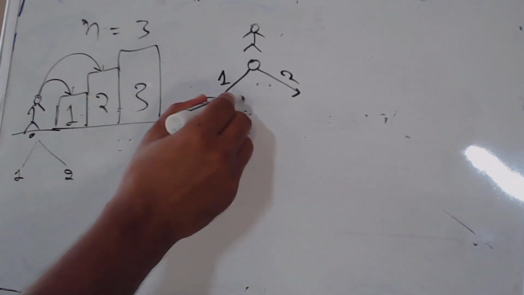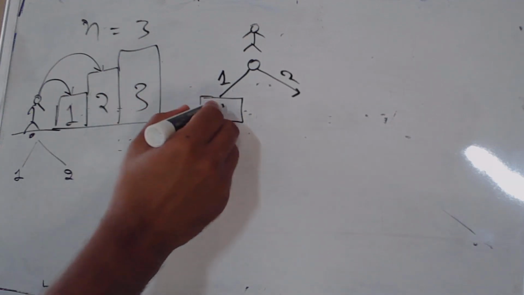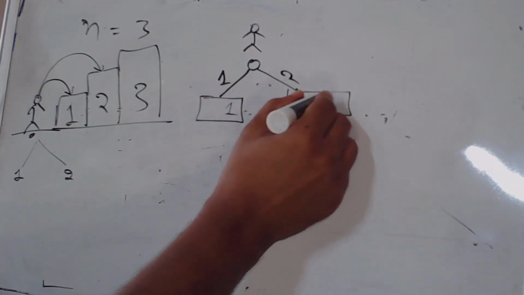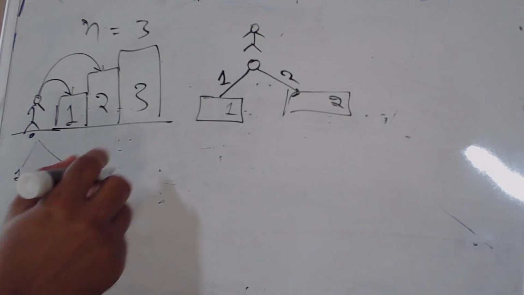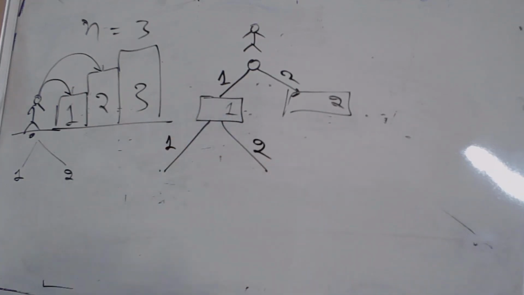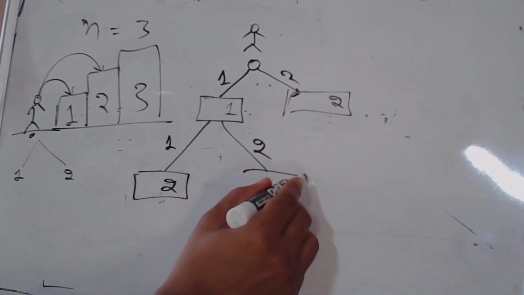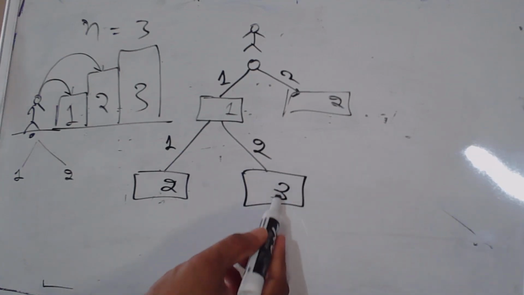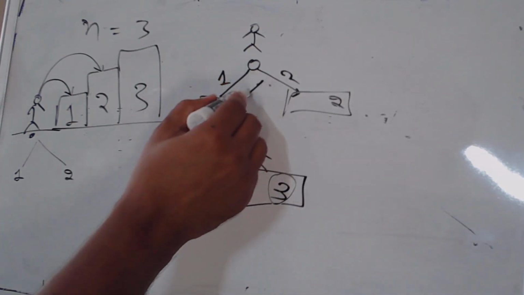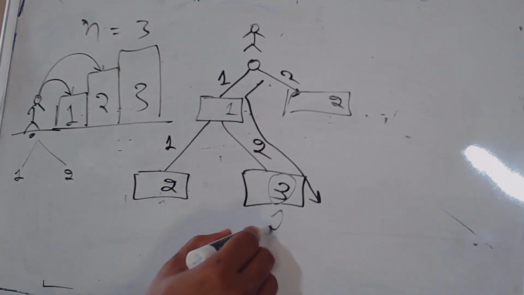So if he takes one step, then the number of steps becomes 1. Here the number of steps becomes 2, right? And from here he can take again one step or two steps. If he takes again 1, the number of steps here becomes 2. Here the number of steps becomes 3. So now we reached the third position. So this is a possible route, right? We get one route.